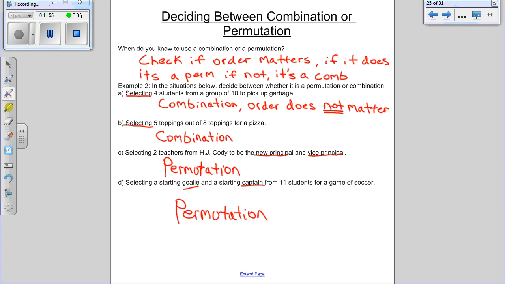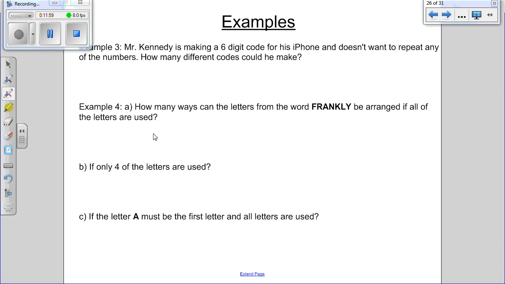All right, let's solve a couple of these. So we've got some examples. First one says, Mr. Kennedy is making a six-digit code for his iPhone and doesn't want to repeat any of the numbers. How many different codes could he make?